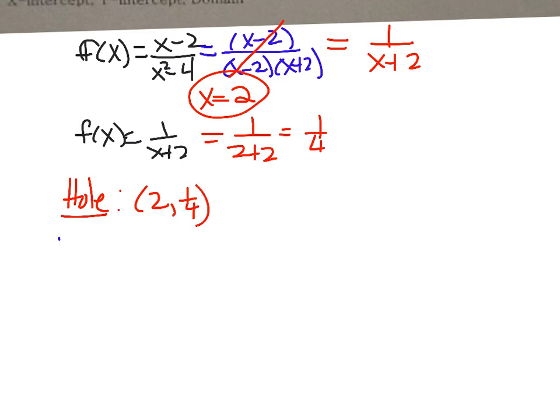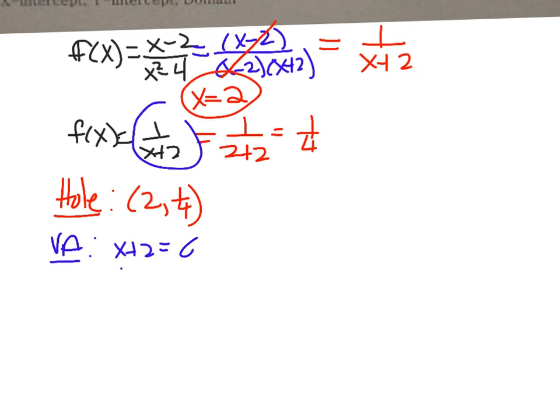Your vertical asymptote, you're going to take your cleaned up version, set the denominator equal to 0, and get x. So x is equal to -2. That's your vertical asymptote.